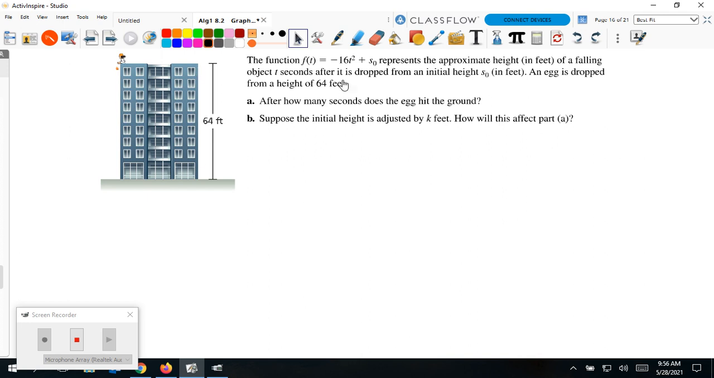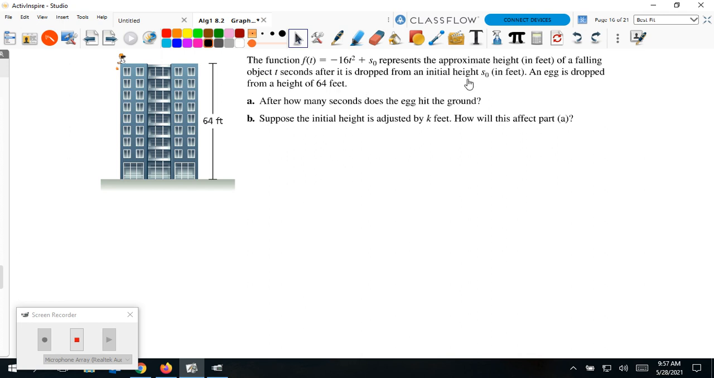This one says the function f of t equals negative 16t squared plus s of 0. In this little subscript of 0, s of 0 here, this would be the same thing we're going to use on number 11. It says it represents the approximate height in feet of a falling object t seconds after it is dropped from an initial height s of 0 in feet. So our problem says exactly the same thing.